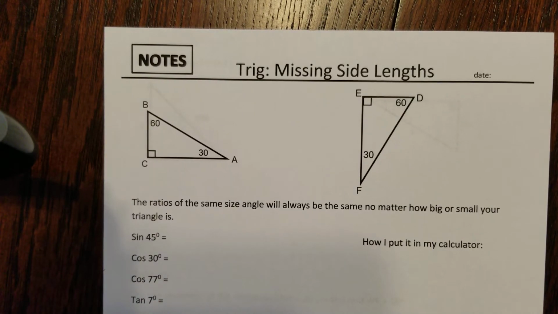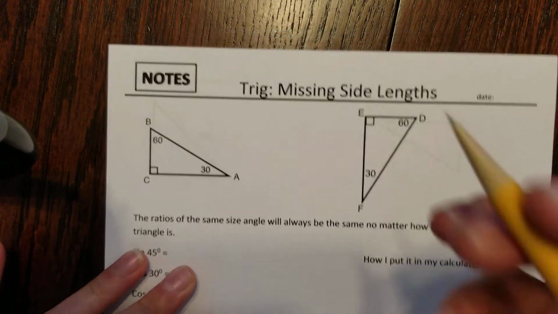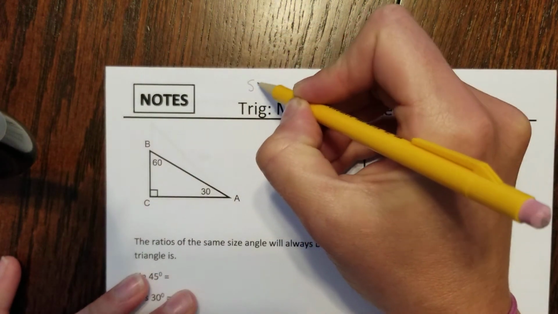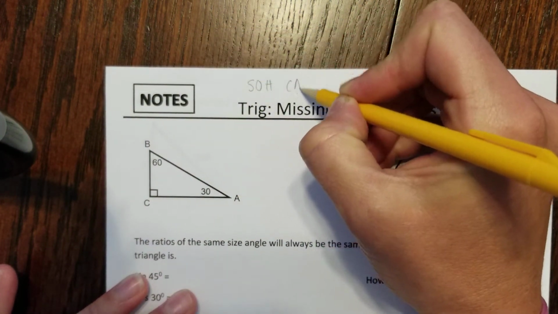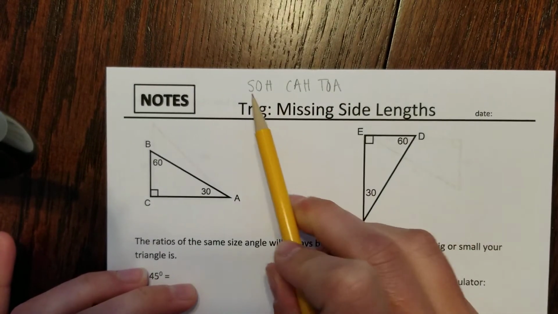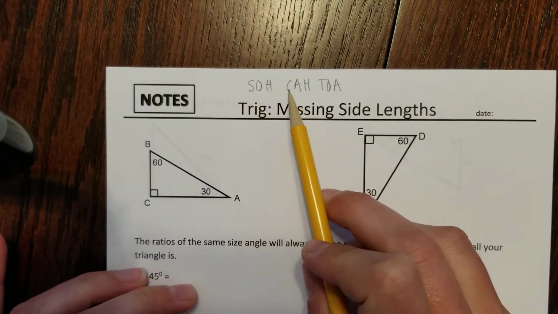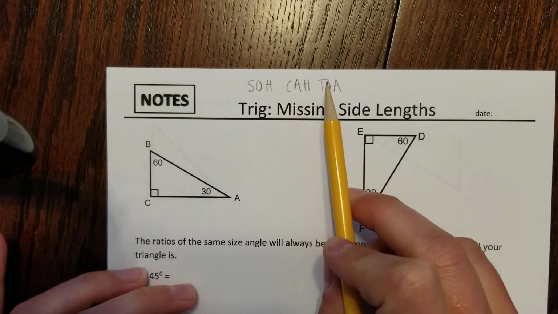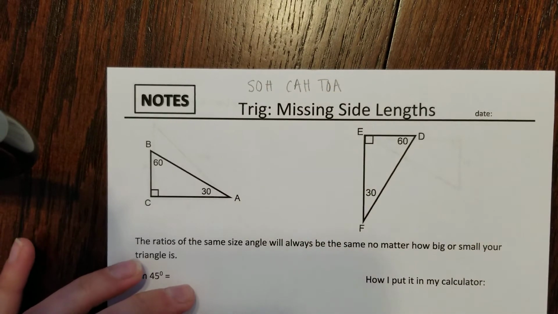So, quick reminder, three trig functions that we're going to be using are sine, cosine, and tangent. And we had that nice little acronym, SOHCAHTOA, to help us remember which sides go with which. So sine is opposite and hypotenuse, cosine is adjacent and hypotenuse, and tangent is opposite and adjacent.